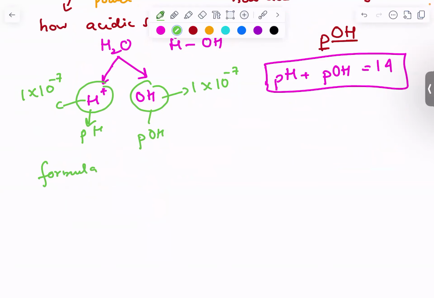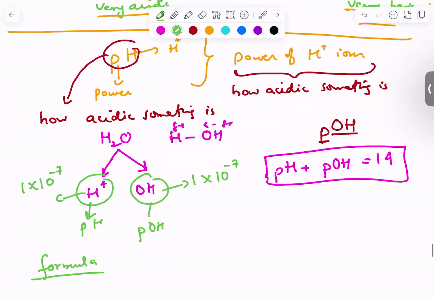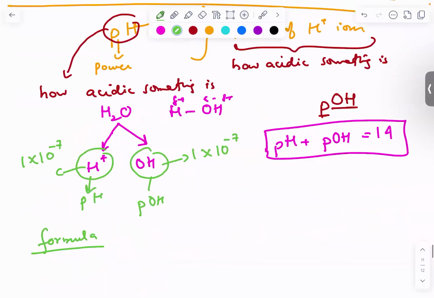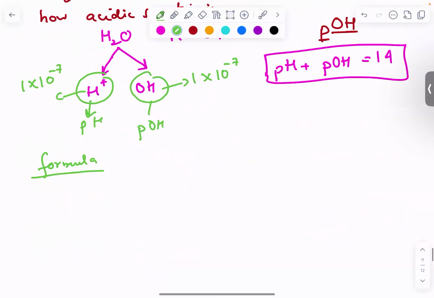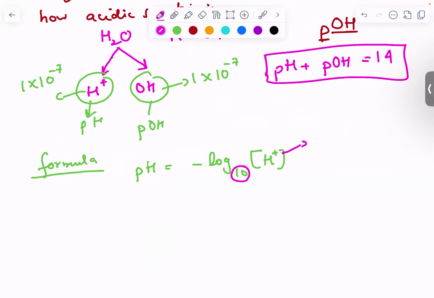First, I told you that pH is actually the power of hydrogen ion. Now comes the formula. pH is equal to minus log to the base 10 of the concentration of hydrogen ions. This is the formula of pH. That is number one. Number two is that the log is always with the base 10. This is the sign for concentration, which is given in mole per decimeter cube.